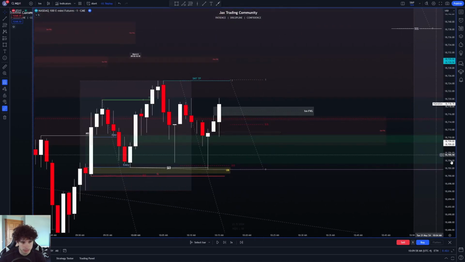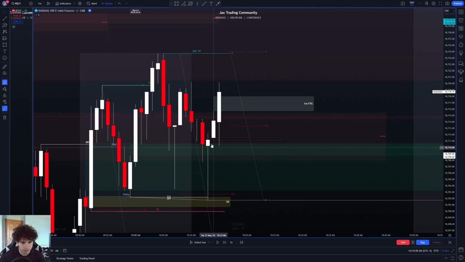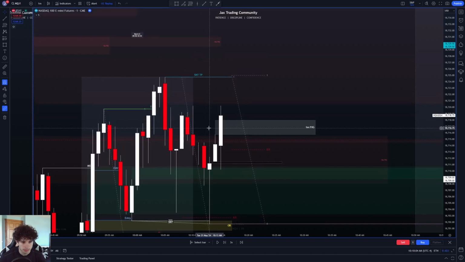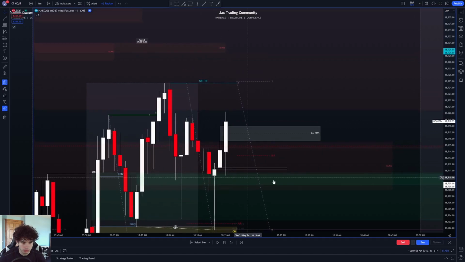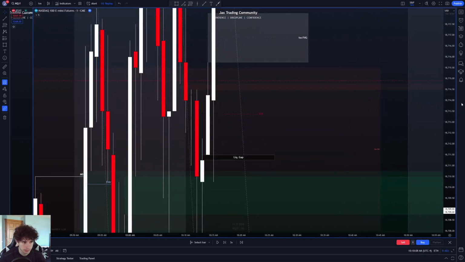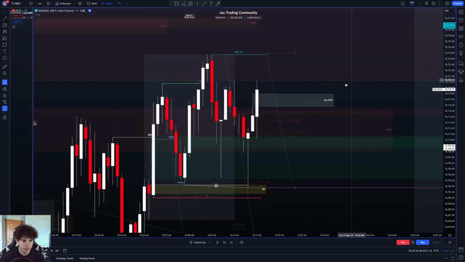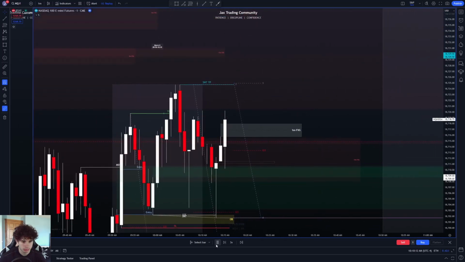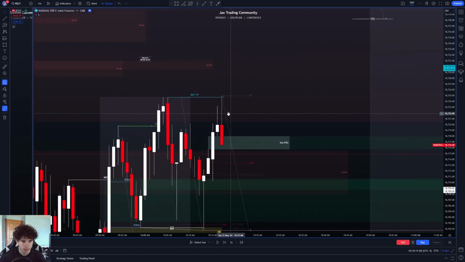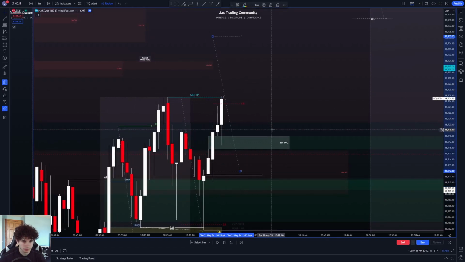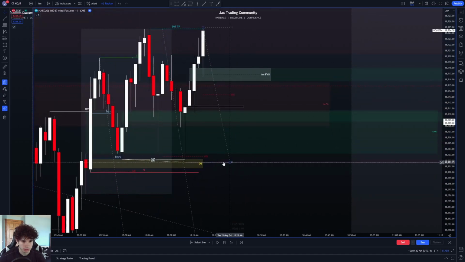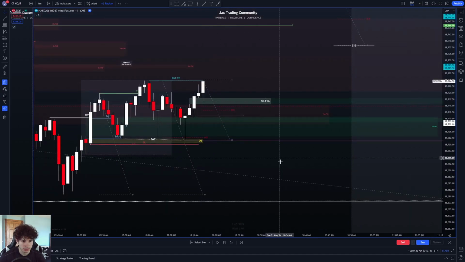So right here we have displacement up. Here's a little liquidity void, or a little liquidity gap. We get a move up. We also create a fair value gap, and we do tap this SMT TP. Also keep in mind this is protected low. This could get taken now.